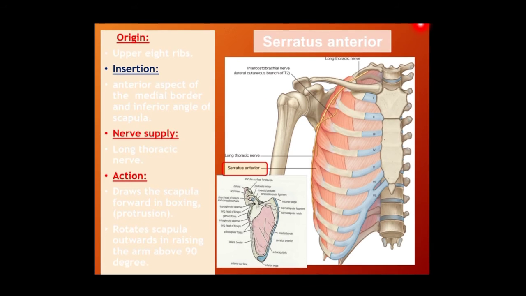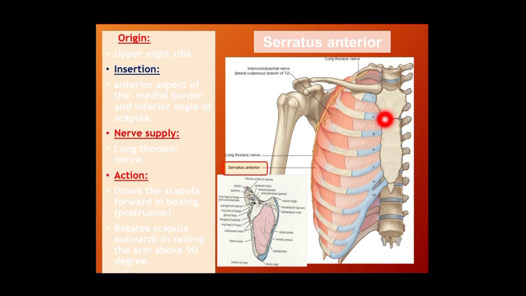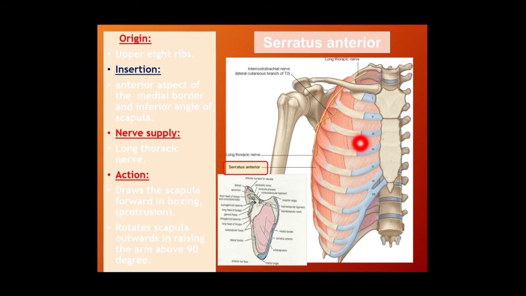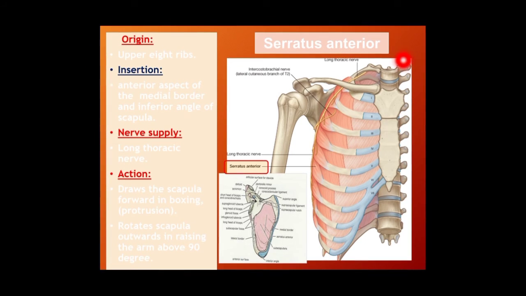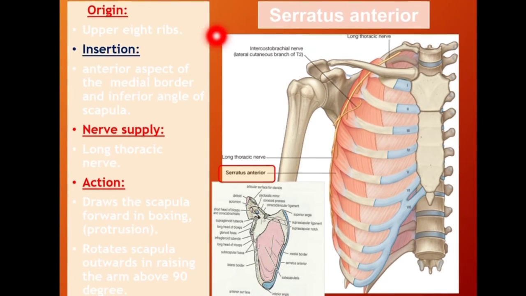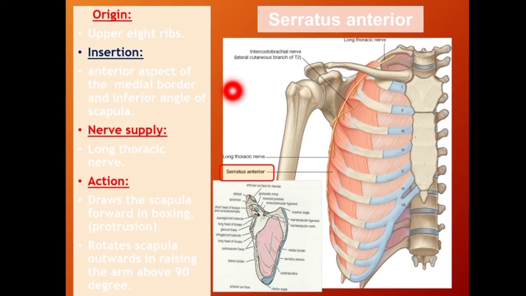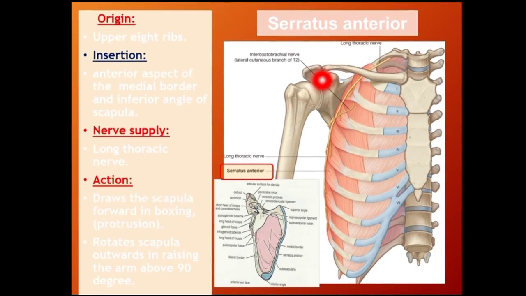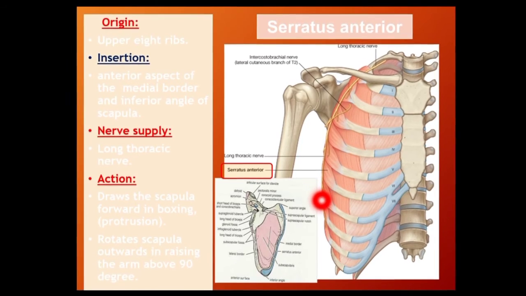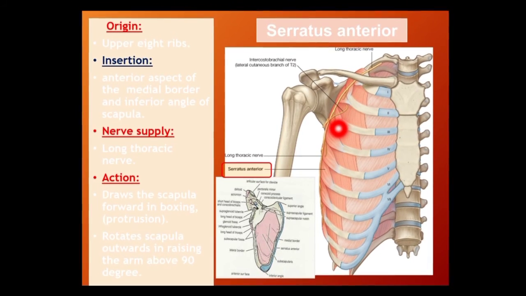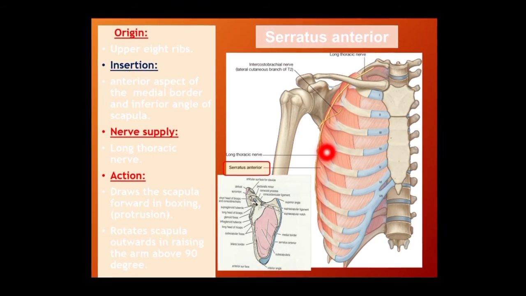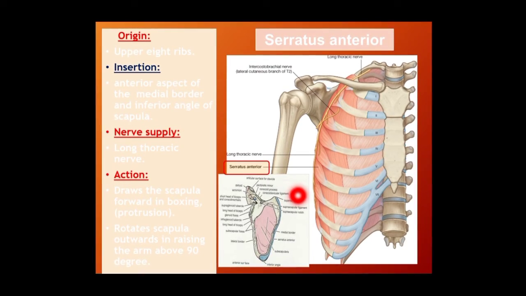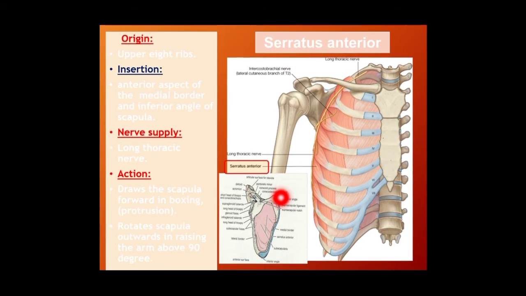Serratus anterior muscle. The origin of the serratus anterior is the upper 8 ribs, 1, 2, 3, 4, 5, 6, 7, on the lateral side. This serratus anterior originates from 8 digitations of the upper 8 ribs in the mid axillary plane, and it is inserted into the medial border of the costal surface of the scapula, right?